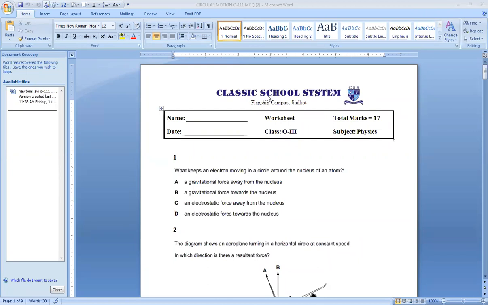I'm starting with the circular motion. We know that if an object is moving along a circular path at constant speed, then there are three things we have to keep in mind. One is the resultant force acting on the object. The resultant force is always directed towards the center of the circular path. Acceleration of the object is always towards the center of the path.